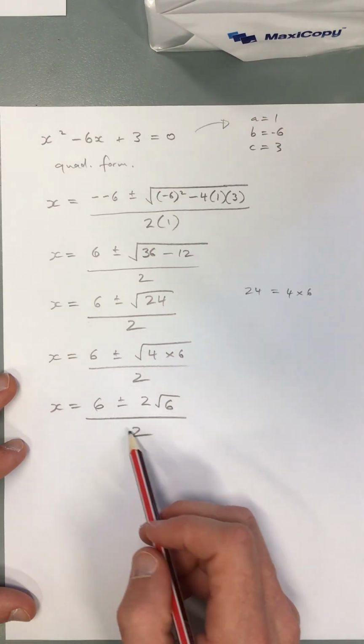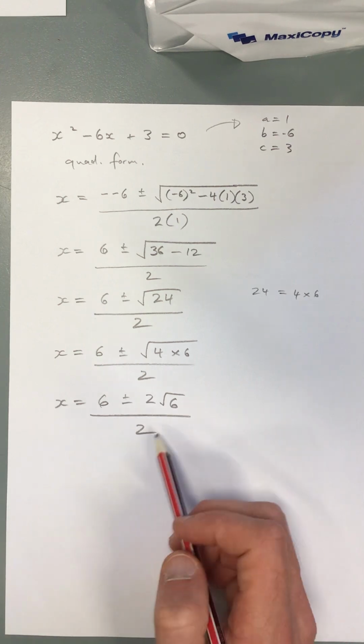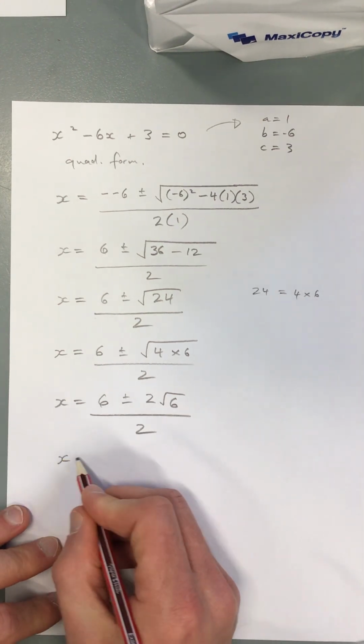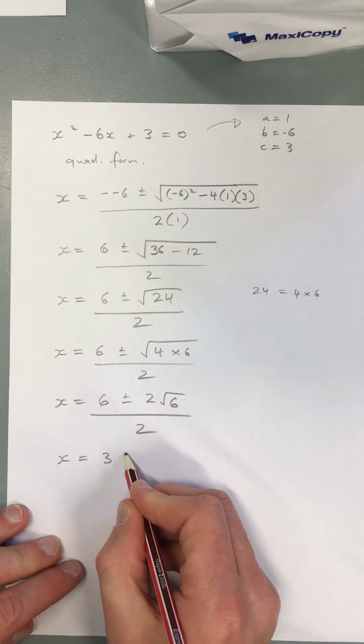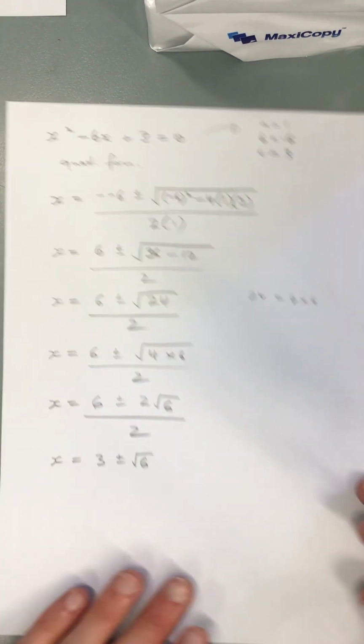So x equals 6 plus or minus 2 root 6 on 2, and then you'll notice we've got a common factor of 2 on the top, divided by 2 on the bottom, so we can actually divide everything by 2 to get x equals 3 plus or minus the square root of 6, which is what we got when we completed the square as well.